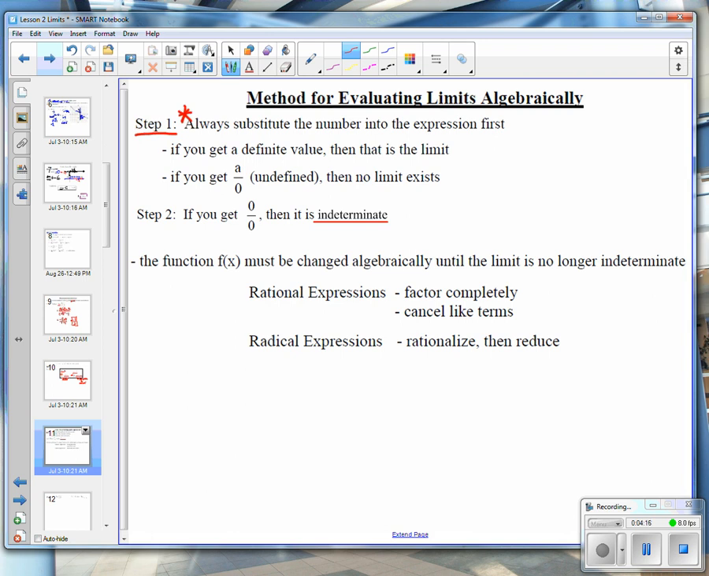If you get a value, sweet, you're done. If you get a division by 0, so a 0 in your denominator but a function in the top, it's going to be undefined, and then no limit exists, so we can say does not exist. Step number 2: if I get a 0 over 0, then it's indeterminate, and that opens the door to solve algebraically. So I can either factor and then cancel, or I can rationalize and then reduce. And we'll talk about all of that through these examples here.